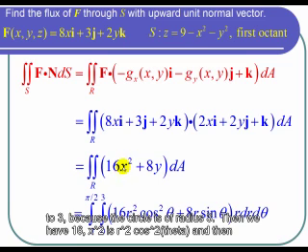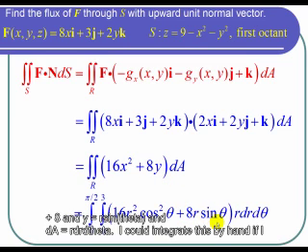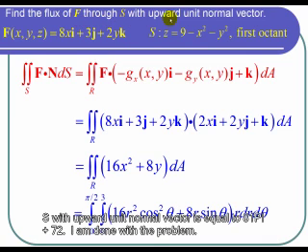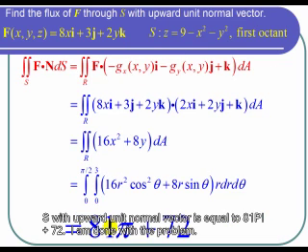And then we have 16 x squared is r squared cosine squared theta, and then plus 8 y is r sine theta. dA is r dr d theta. So I could integrate this by hand if I wanted to, but instead I actually used a calculator. And I found that the flux of F through S with upward unit normal vector is equal to 81 pi plus 72. And I'm done with the problem.